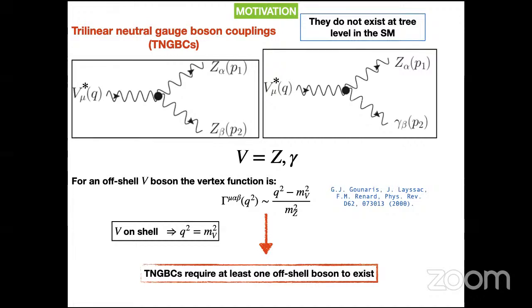Well, here I show the vertex function of this coupling, which is this expression. This is the vertex function, and it is proportional to this factor. Again, remember that Q is the four-momentum of the off-shell boson, and when the boson goes on shell, we have the following condition, and you can note that the vertex function is zero.